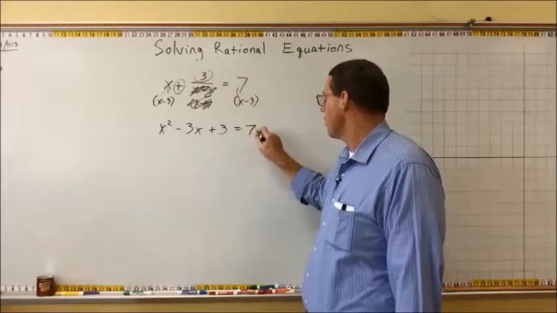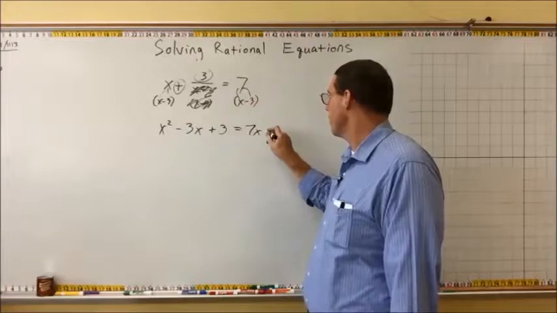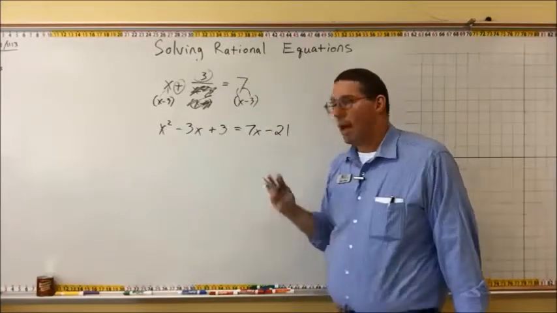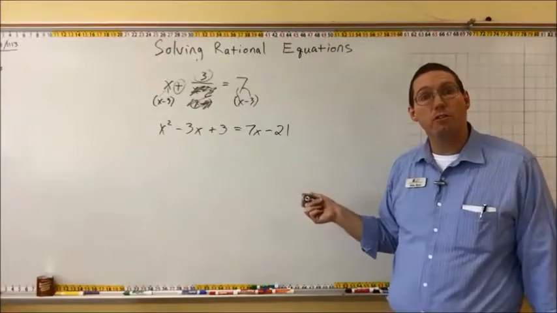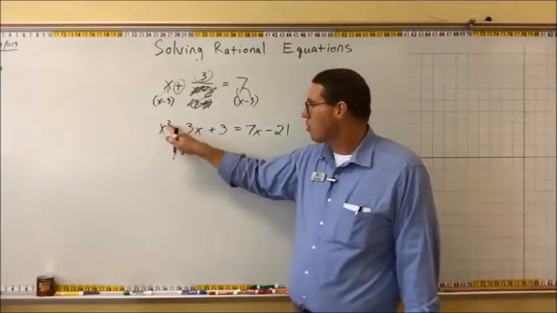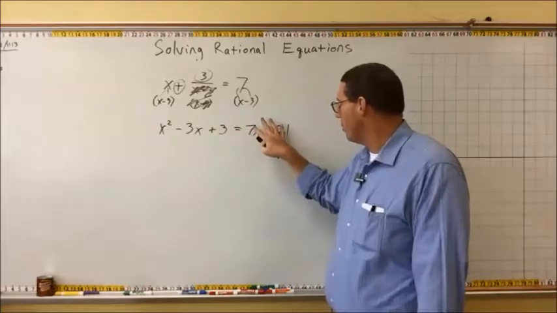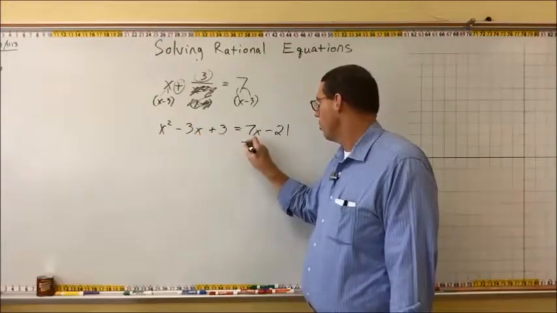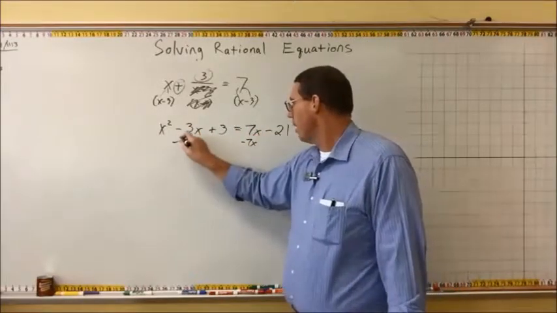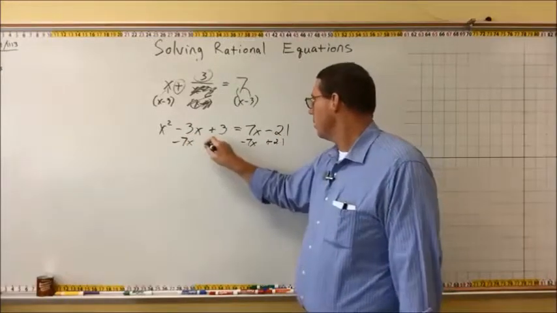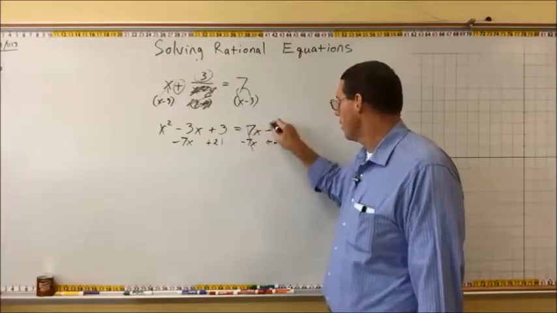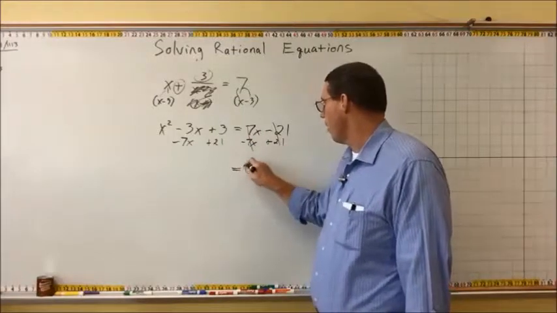7 times x is 7x. 7 times negative 3 is negative 21. Now we have a quadratic equation. We've got to move everything to one side. I want the x squared to be positive, so I'm going to move these items over here. I'm going to go minus 7x here, minus 7x here. I'm going to go plus 21 here, plus 21 here. It's going to cancel, and on this side I have 0.